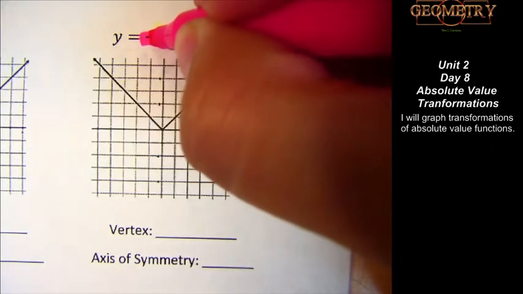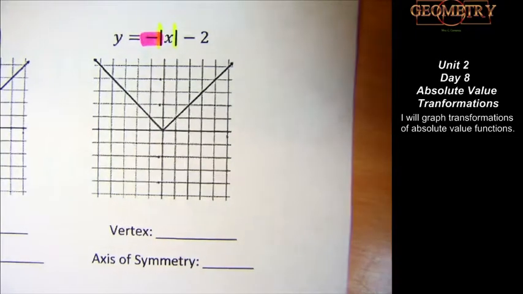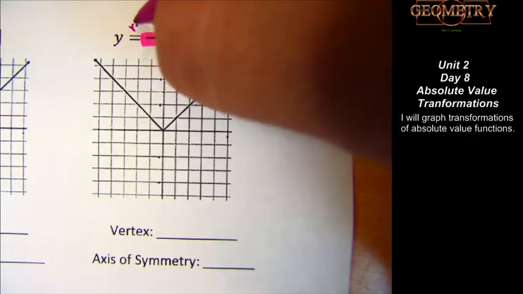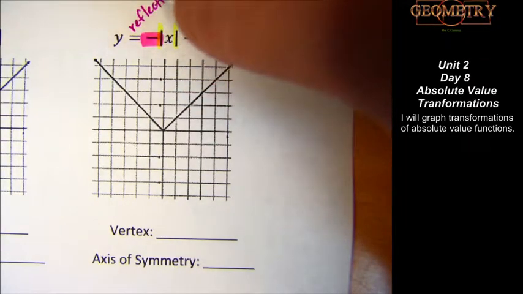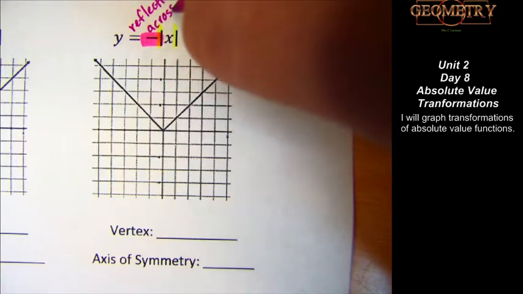This number out here is going to control either a stretch, a compression, and/or a reflection. I don't see a number, so it's a 1, but I see a negative, and a negative tells me that we have a reflection. So we have a reflection across the x-axis.